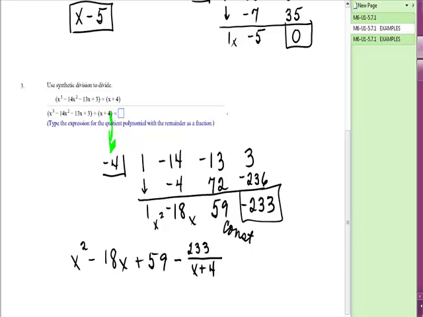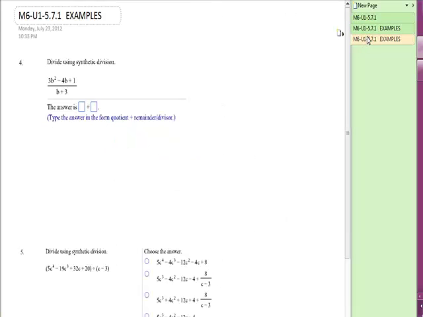So it's kind of a bigger numbered answer, but the process is exactly the same. Let's look at some more. All right, next one.